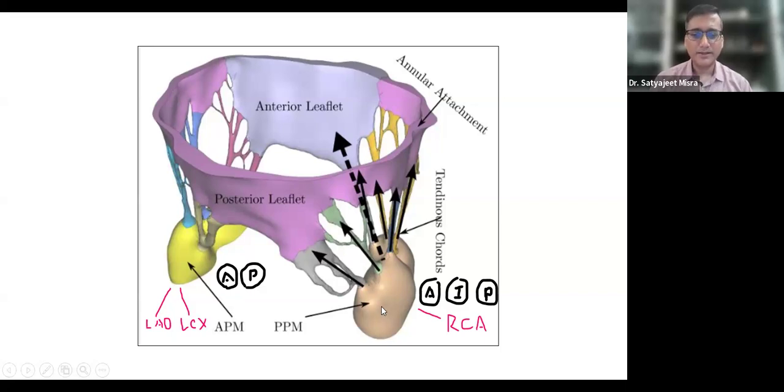So one tends to have more cases of posterior papillary muscle infarct because of the occlusion of the culprit vessel, rather than an anterior papillary muscle infarct. And because there is a posterior papillary muscle infarct, the posterior leaflet will be more impacted with that.